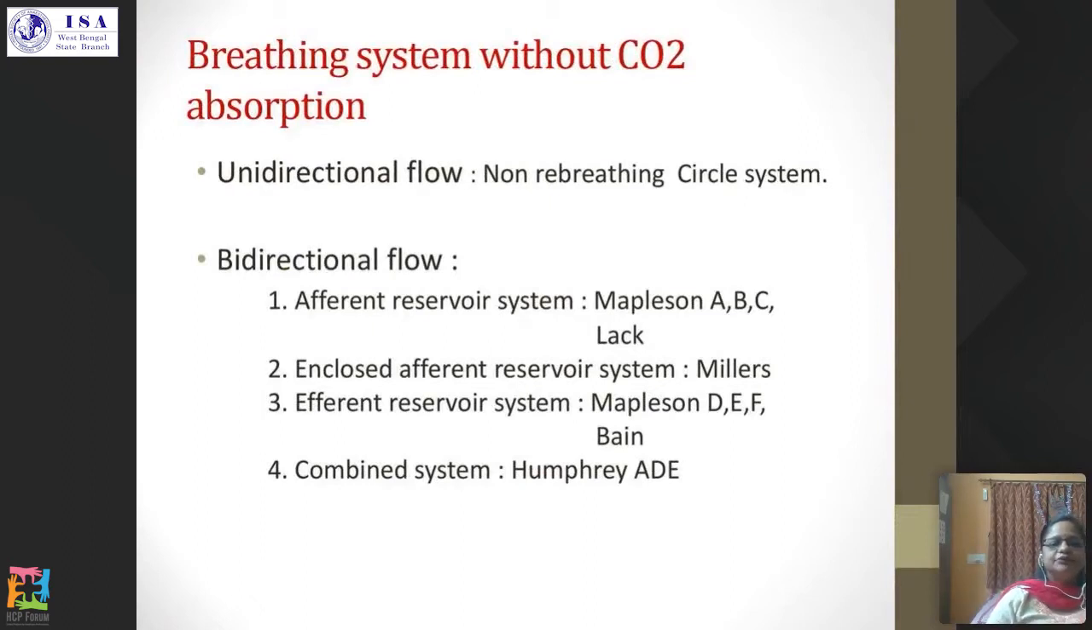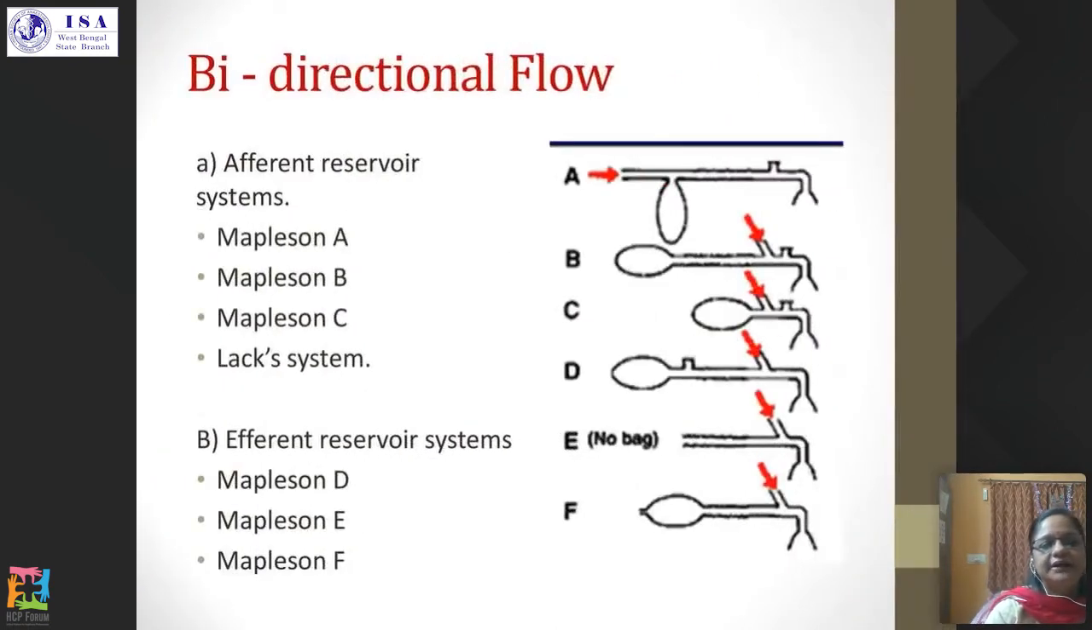The breathing system without CO2 absorption is of unidirectional type, no rebreathing, the non-rebreathing circle system. And the other is bidirectional flow. What are the bidirectional flow? They may be either afferent reservoir system or efferent reservoir system. In afferent reservoir system, the examples are Mapleson A, B, C and the Lack system. And in efferent reservoir system, the examples are Mapleson D, E and F.